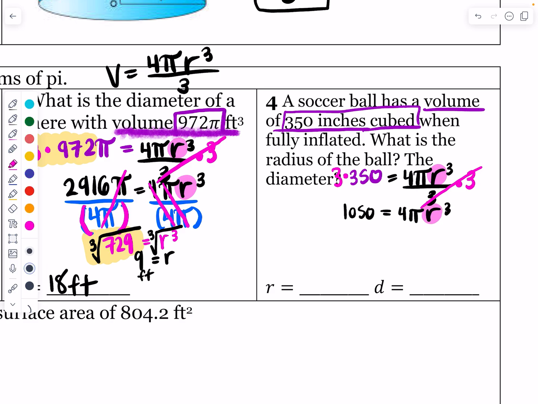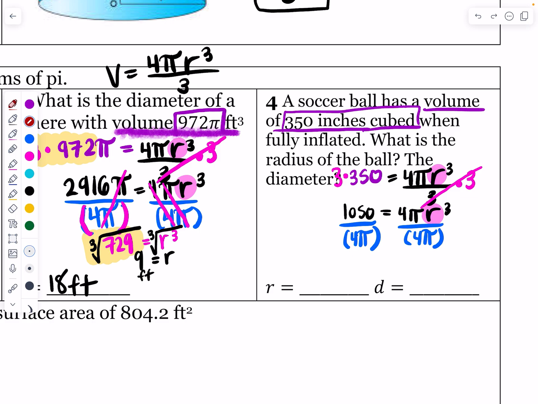So I'm closer to having r cubed by itself on one side, but I have to divide by 4 pi on both sides. Again, I'm going to put that in parentheses since I'm dividing by more than one thing at a time. On the previous problem, pi over pi canceled out. On this problem, that's not going to happen. So I'm going to do 1050 divided by parentheses 4 pi. Make sure you include those parentheses if you're doing it in one step. That is going to give me a number on my calculator.